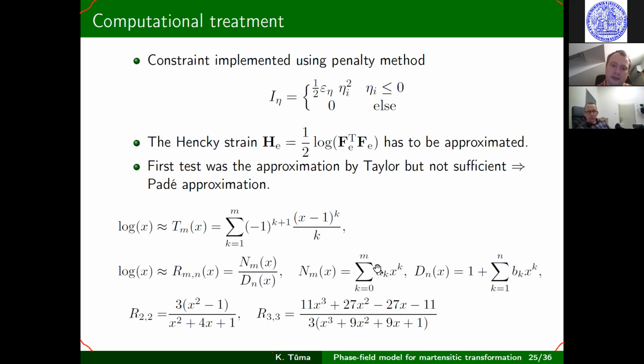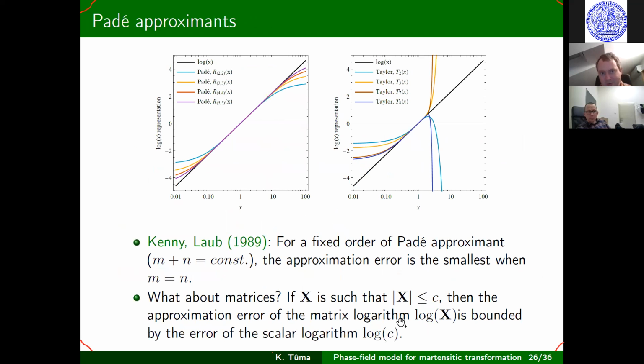In the numerator, there is a polynomial of degree m, and in the denominator is a polynomial of degree n. So it is a rational function. Padé approximation of the scalar logarithm of order 2 and 3 looks like this. So the first thing is that you just try to plot it in the logarithm graph. So here, it is logarithmic in X, where log X is linear. It looks like a straight curve.